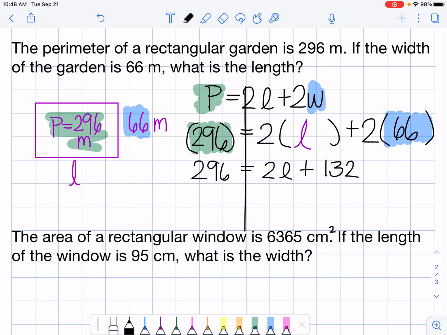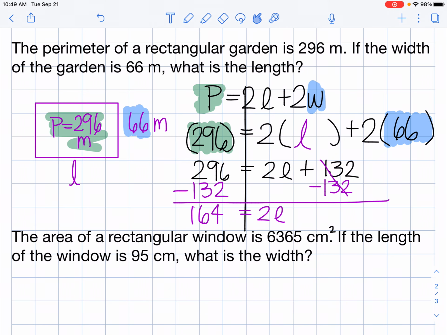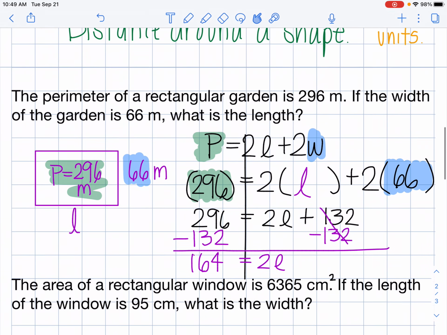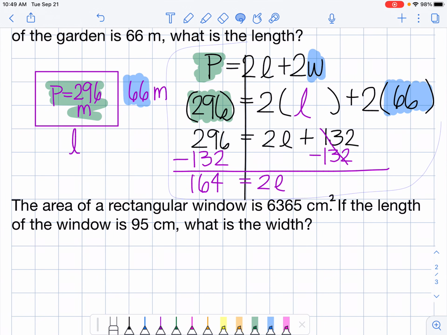I have to get the L on a side by itself. So first, I'm going to subtract 132 from both sides. This goes away. So I get 296 minus 132 gives me 164 equals 2 times L. I'm running out of space here, so let's shrink this so we have some more space to work.